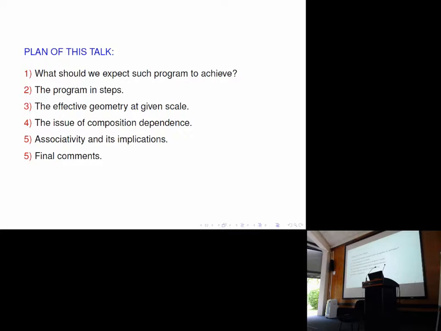Then we will see some of the issues that appear in this program when we examine in detail one of the steps of this program, but our view is that similar problems will appear in each one of these steps. In particular, I will point out an issue that was surprising to us, which is the failure of a certain type of associativity that we would expect the program to have, and apparently it doesn't. And then I will end with some final comments.